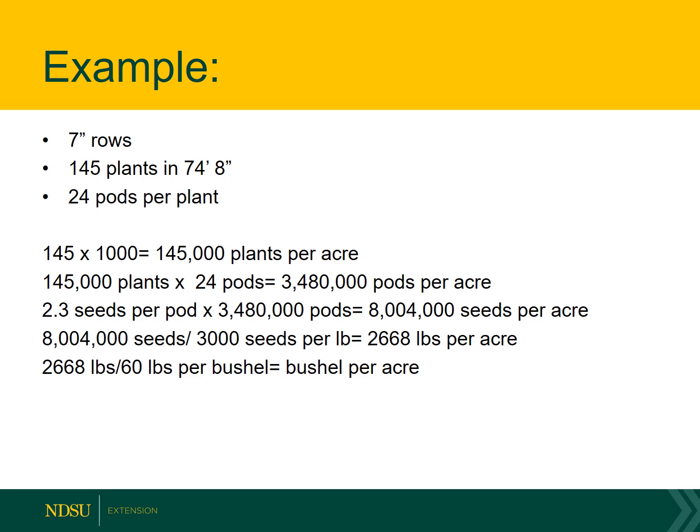And then you take that number that you just got times our 2.3 seeds per pod. If you want to go with more, you can, but generally this is going to give you a good idea. So we get 8,004,000 seeds per acre. So now we have the amount of seeds out there per acre. Now we take that 8 million and divide by the 3,000. That is our general middle of the road seeds per pound estimate.